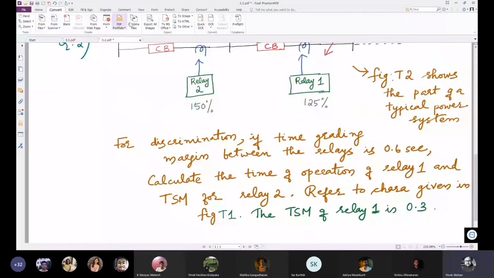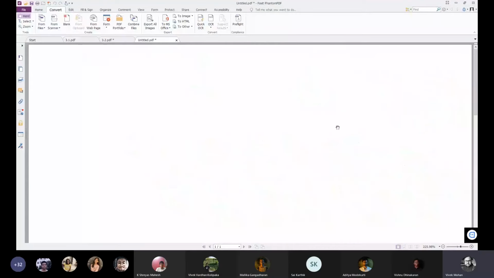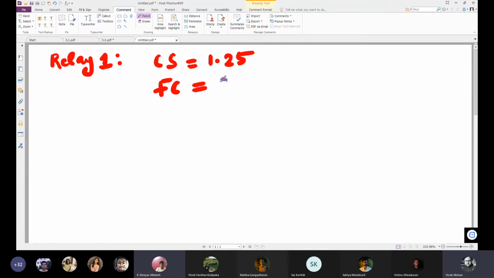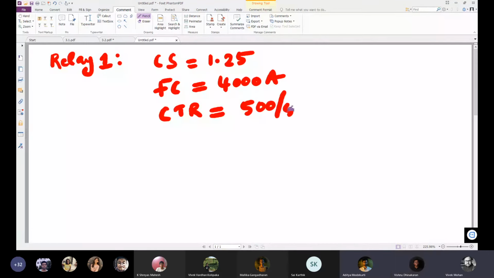Okay, now I'll just do it for those who have not done it. Just go through it. First we will take relay 1. For relay 1, what is the current setting? 1.25, isn't it? Yes, sir. What is the fault current? 4,000 amperes. Now what is the CT ratio? 500 by 5.